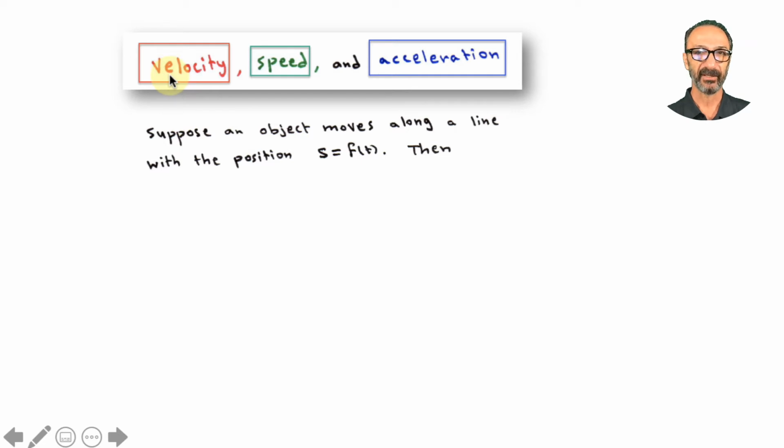The velocity will be the first derivative. The speed will be the velocity but absolute value because speed is always positive. Acceleration will be the second derivative.